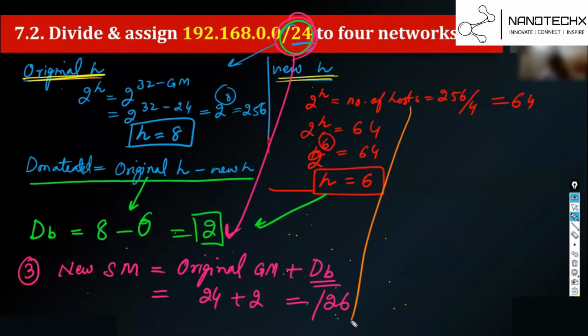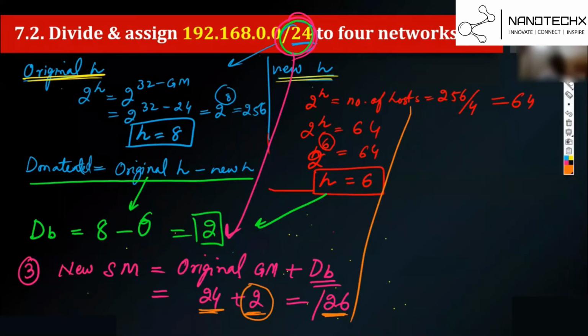For the new subnet mask: the original 24 plus the donated bits, these two, becomes /26. As soon as we know that it is /26 and 2 bits need to be changed, let's keep on changing 2 bits and we will know everything now, right? So let's start writing our new subnet masks as well.